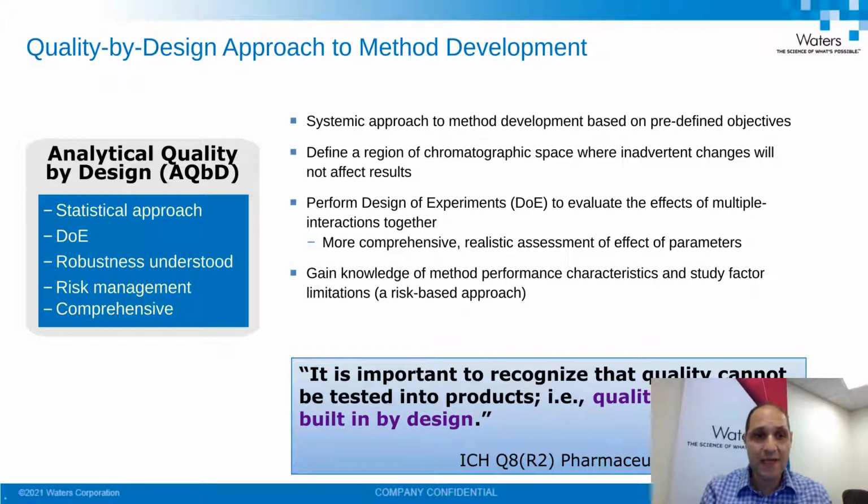As a result, we gain knowledge about method performance characteristics and study factor limitations. A quality by design approach uses statistical software to generate experimental designs and to study interactions of different factors. This approach is highly comprehensive. It can be automated and offers the most knowledge about a method and its robustness. However, it requires more processing and confirmation of final results.